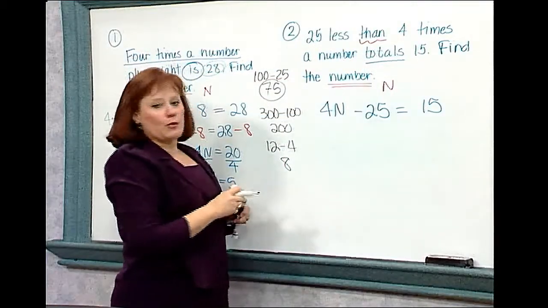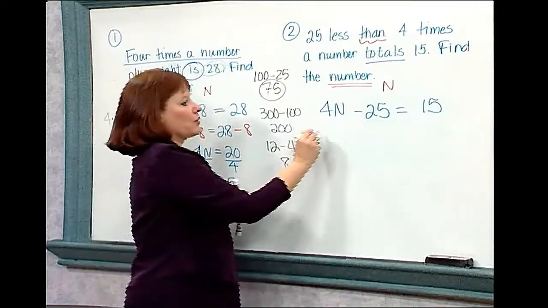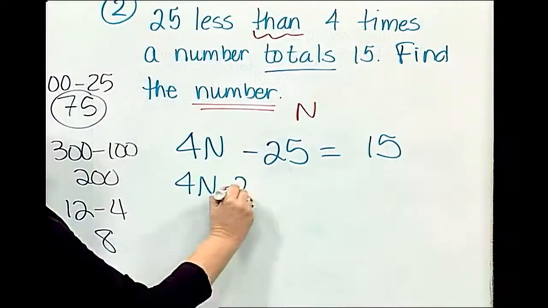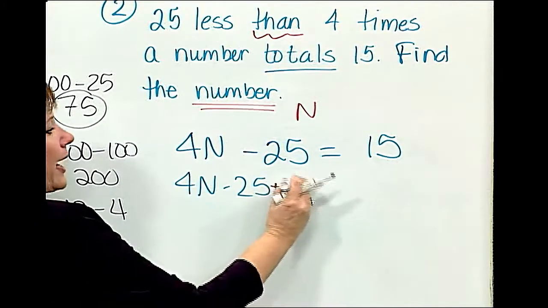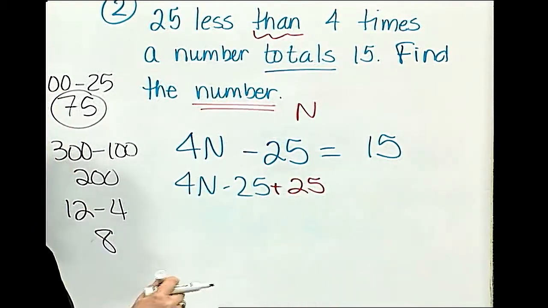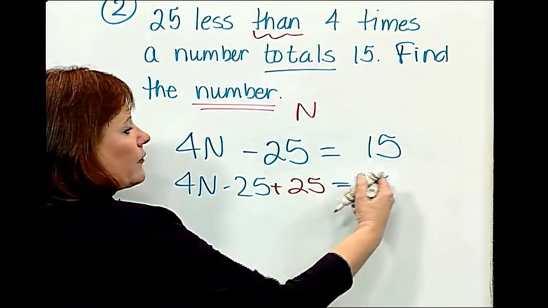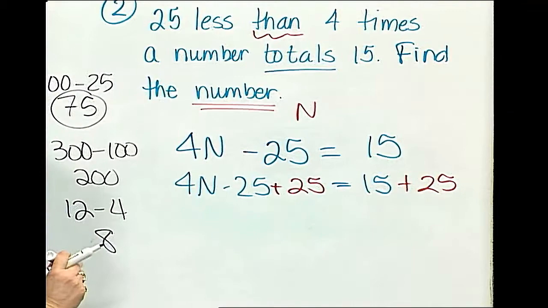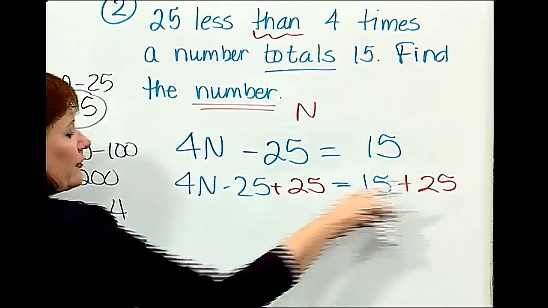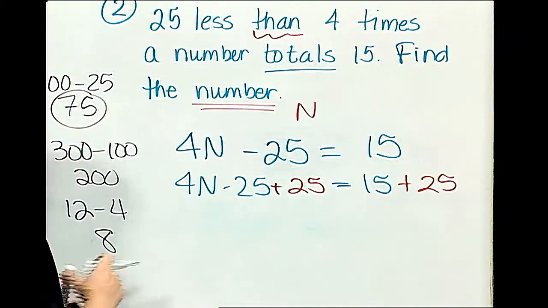When I solve this equation, I'm going to use my good protocol for solving equations, and I'll have 4n minus 25. Since 25 is subtracted, I'm going to want to add 25 to this side of the equation. And I know that whatever I do on the left, I have to do on the right side as well. I've added 25 to both sides of this equation.